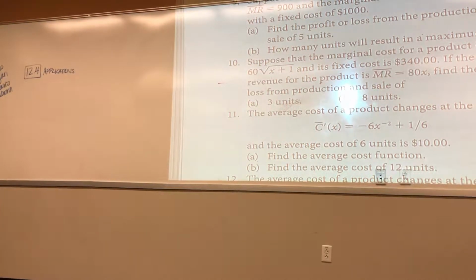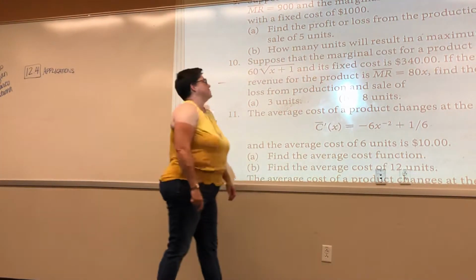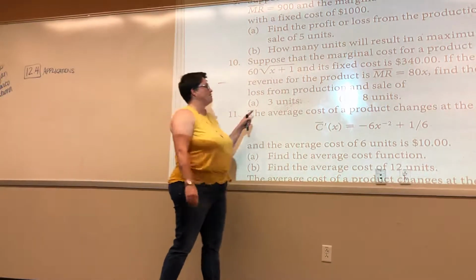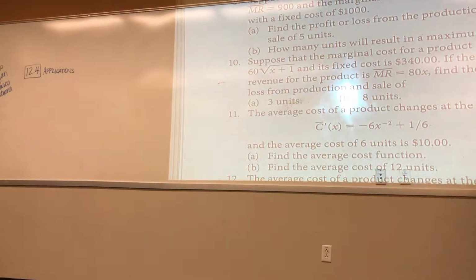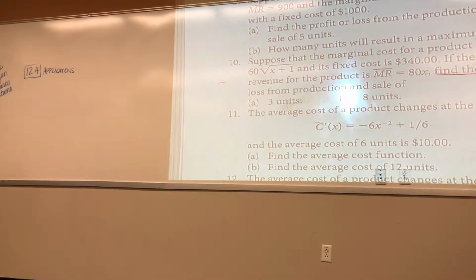All right, marginal cost for a product is blah, blah, blah, blah, and its fixed cost is blah, blah, blah, blah. If the marginal revenue for the product is blah, blah, blah, blah, find the profit or loss from production and sale of 3 units and 8 units. The first thing is, what did it ask you to find? Find the profit. So I'm diagramming the sentences here. This is what we need. We need a profit function. You guys with me?